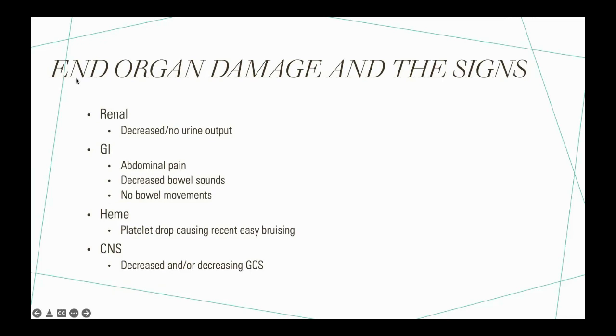So renal, we're going to see decreased or even no urine output. GI, we're going to see abdominal pain. Decreased bowel sounds is a big thing to look for. Listen with the stethoscope: are we rarely hearing any tinkling sounds within the bowel in the four quadrants? Also note no bowel movements at all. The patient hasn't passed a bowel movement in multiple days. Heme, we're going to get a transient platelet drop, so that can cause easy bruising. And then CNS, central nervous system, we're going to see decreased or decreasing GCS. So altered mental status is the big one there.